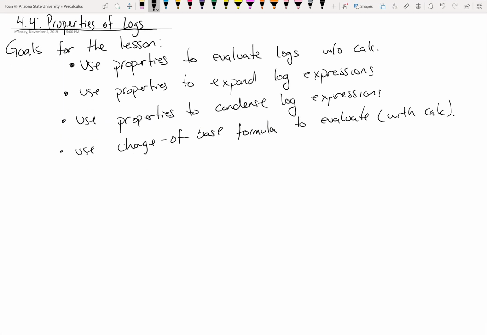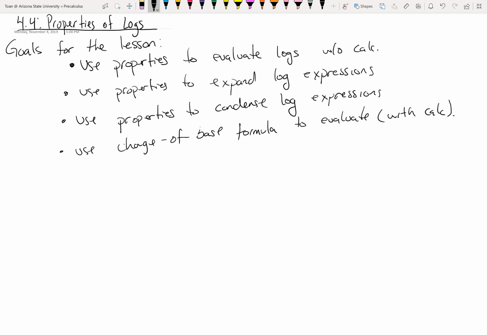So 4.4 is all about the properties of logs, and our objectives, or goals, the things we want to walk away from this lesson with, are as follows. Hopefully by the end of this video, you can use properties to evaluate logs without a calculator, use properties to do this thing called expansion of logarithmic expressions, use properties to do the exact opposite, which is condensing logarithmic expressions, and use this neat change of base formula to evaluate logs that are harder to do on a calculator.